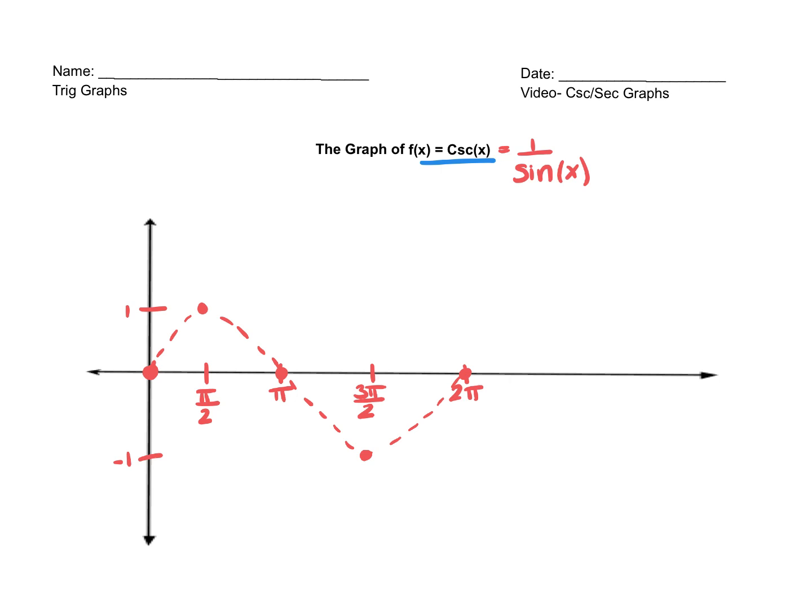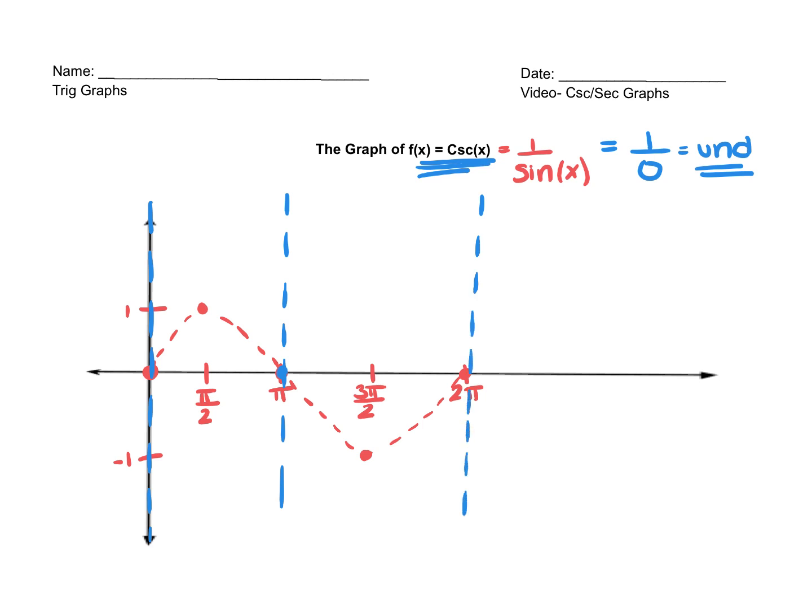All right, so the first thing we need to do when graphing cosecant is to understand when sine is 0. So if sine is 0, cosecant would be undefined because that would be 1 over 0. So we need to look for where sine is 0 and draw an asymptote. That is what we would represent as an undefined value. So sine is 0 here, so we're going to have an asymptote. Sine is 0 at pi. So we'll have an asymptote there. And sine is 0 at 2 pi. So that's where our asymptotes will be.